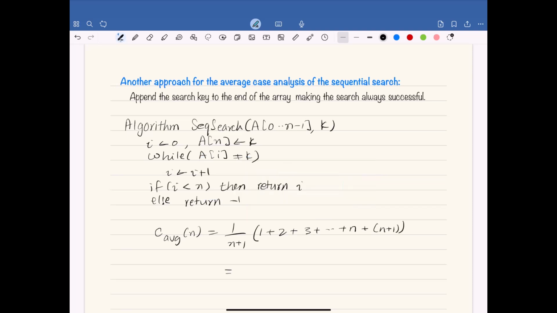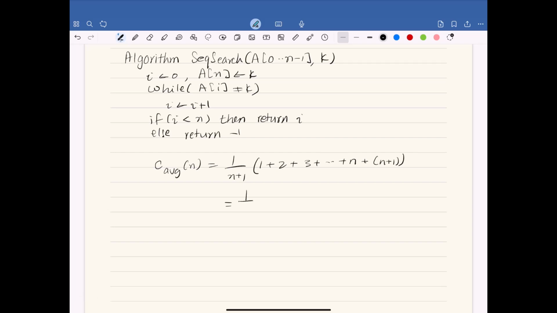This will be equal to 1 over n+1 times the summation that goes from 1 up to n+1 for the value of i, and this is an arithmetic sequence, and this will be equal to 1 over n+1 times n+1 times n plus 2 over 2, and n+1 will cancel with n+1, and this will be equal to n plus 2 over 2, which belongs to big theta of n, which is the same result we have obtained in the previous analysis.